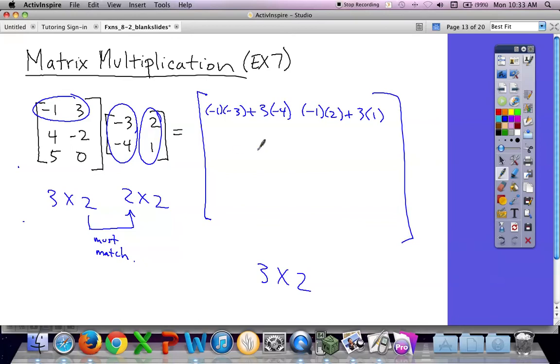So second row, first column. We will use the second row and the first column and do the same operation, right? 4 times -3 plus -2 times -4. -12 plus 8, right? You're going across. It's like pat your head and rub your tummy or whatever you do, you know, that kind of thing. Trying to get you confused. 4 times -3 plus -2 times -4.